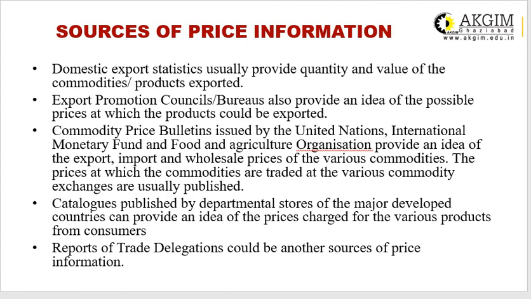Then you talk about the commodity price bulletins, issued by the United Nations, International Monetary Fund, and Food and Agricultural Organization, which provide an idea of the export, the import, and the wholesale prices of the various commodities. The prices at which the commodities are traded at the various commodity exchanges are usually published. The catalogs published by departmental stores of the major developed countries can provide an idea of the prices charged to the customers for the various products. Then you talk about the reports of trade delegations, which could be another source of price information.